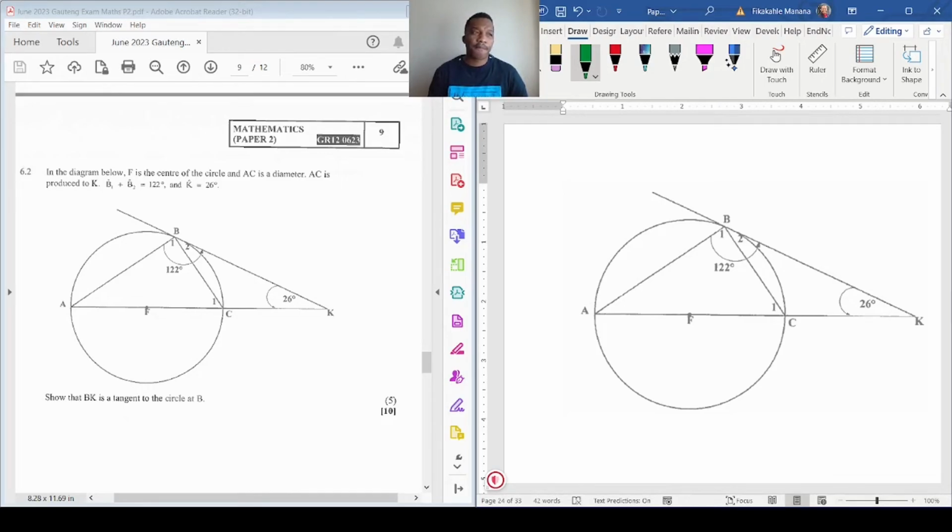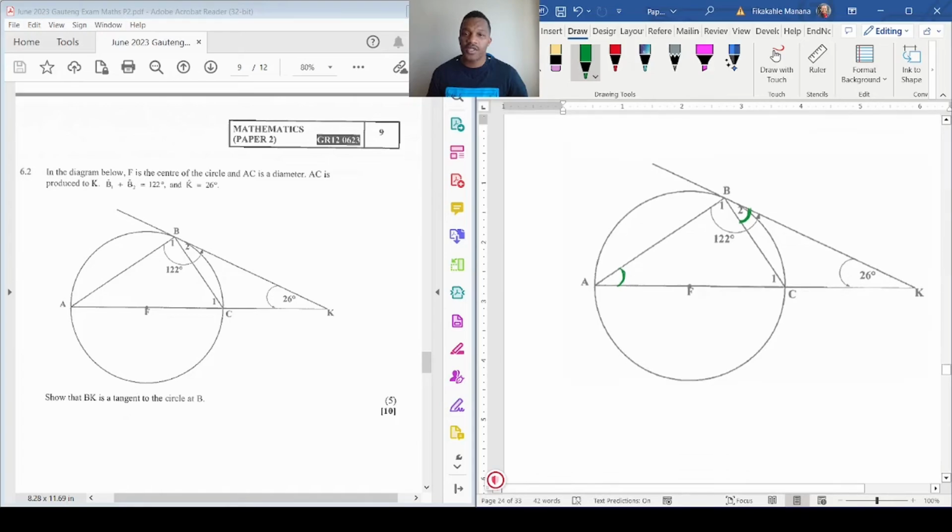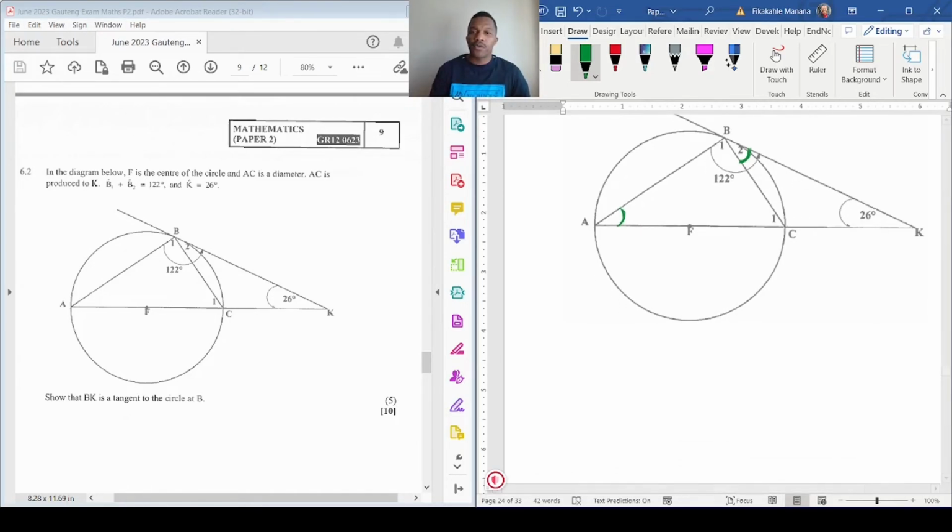Okay, what we have to do now, the game plan is to show that BK is a tangent. We have to show that this angle right there is equal to the internal opposite angle, that one. If we can do that, then we would have proved that that is a tangent. Okay, now let's see, where can we start? Right, now what we know, let's solve B2. In order to solve B2, we need to know B1. So what do we know about B1?